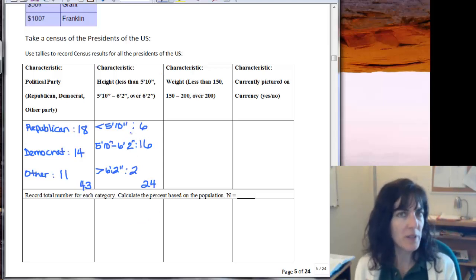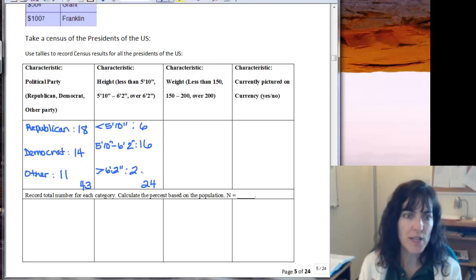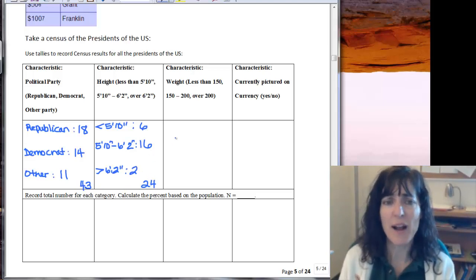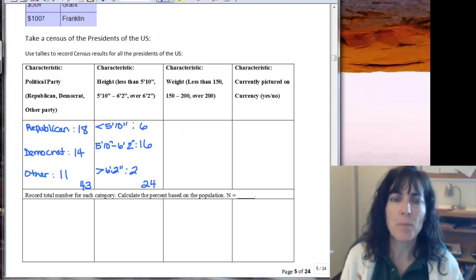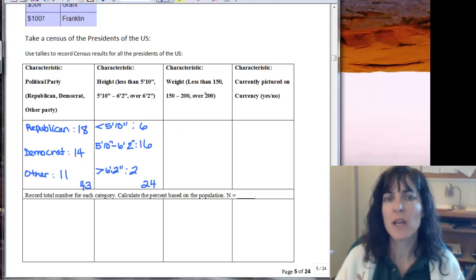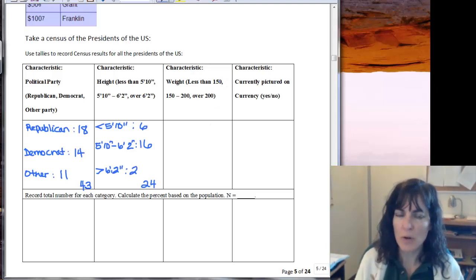Okay, now this one's a little bit sketchy because we don't have data for all the presidents. We just have 24 out of the 43, so it's just a little bit over half, which isn't very good. But just in terms of finding the values and tallying them, writing it all down, let's make sure we're understanding that's what we're practicing here.